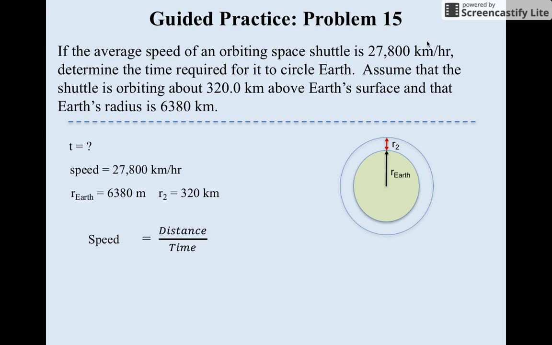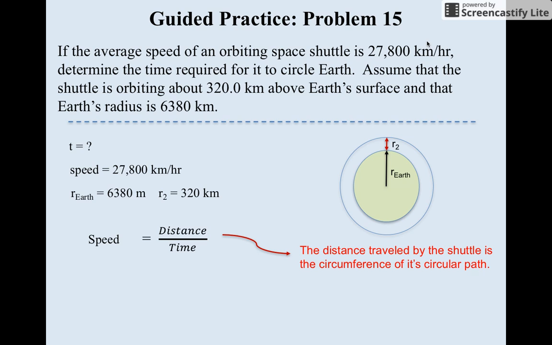Now, when you think about substituting your values into this, we have a challenge. We do know speed, we don't know distance, and we don't know time. No distance, no time. So I'm going to need a second equation, because if I have two unknowns, I need two equations.